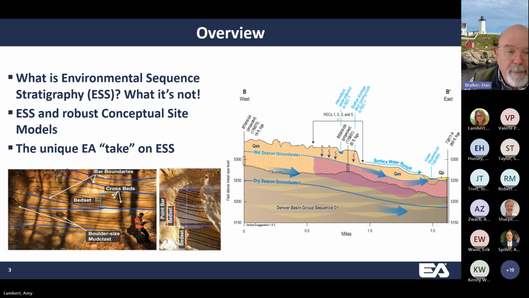What we're going to try to accomplish today is talk about the concept of environmental sequence stratigraphy, how it's typically addressed in industry now for contaminated site investigation and remediation. And then we're going to talk a little bit about what it's not. We're going to talk about the role of ESS in developing robust conceptual site models. And then we'll talk a little bit about what I think is the unique take that EA has.